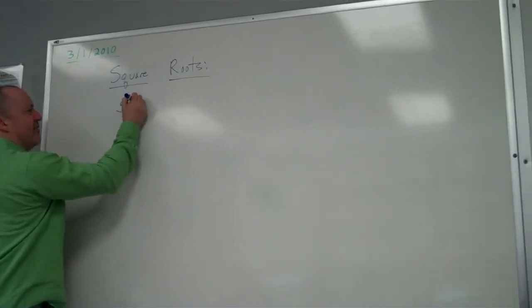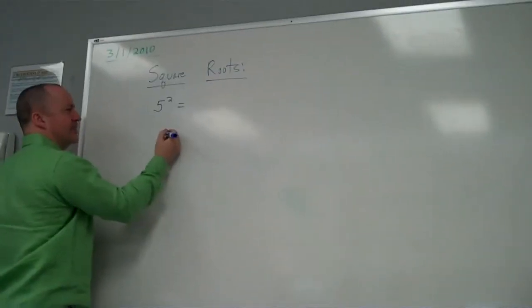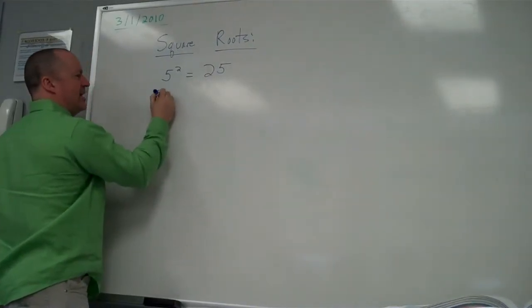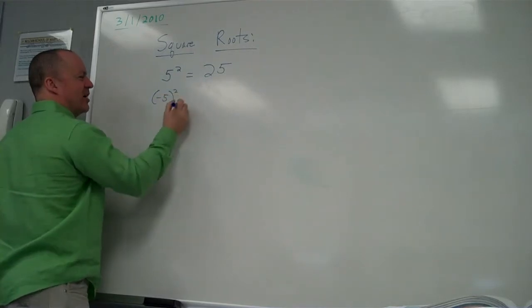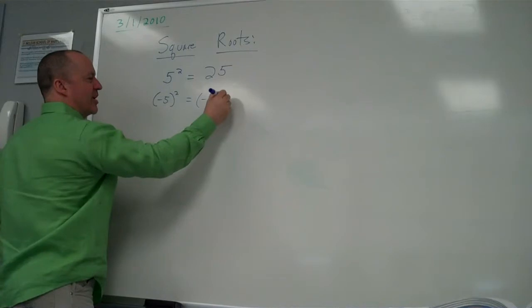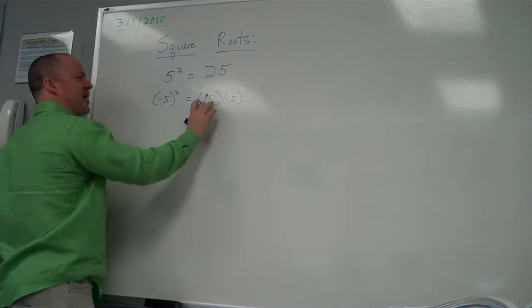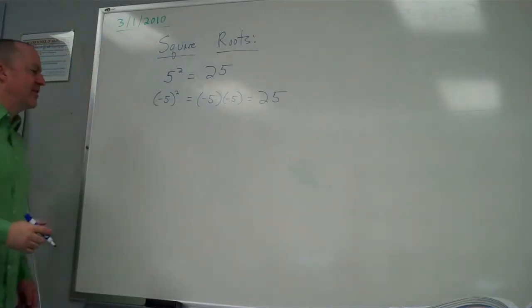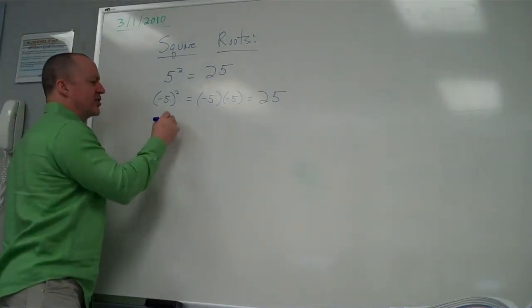What is 5 squared? 25. What is negative 5 squared? Positive 25. Jenny said it correctly the first time. It's negative 5 times negative 5, and a negative times a negative gives me positive 25. What is 3 squared? 9.